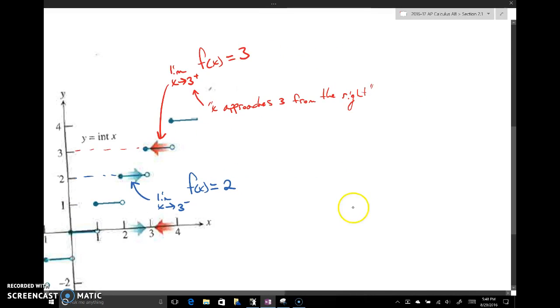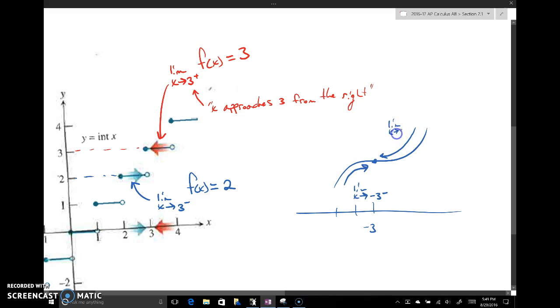Just as a note, you can have situations like this where, let's say we're on a number line and here's -3. We've got some function and we're approaching like that, that would be the limit as x approaches -3 from the left, and it would look like that. Or if we were coming down this way, this would be the limit as x approaches -3 from the right. So just so you don't get confused about all the positive and negative signs flying around.